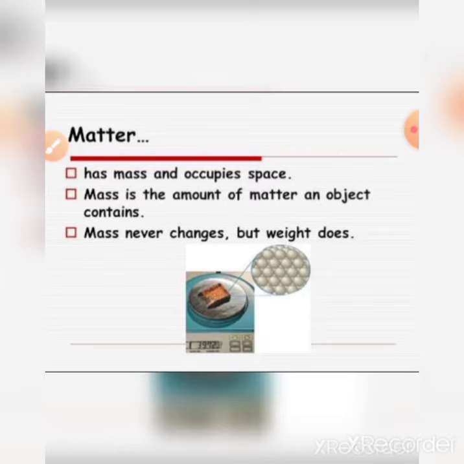What is the meaning of it? Mass never changes, but weight changes. Actually, mass depends on the total number of particles. But weight depends on gravity, earth's gravity. As the earth attracts anything with high gravity, then you feel more weight.